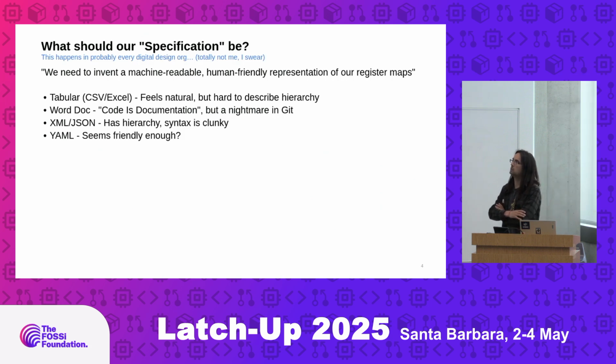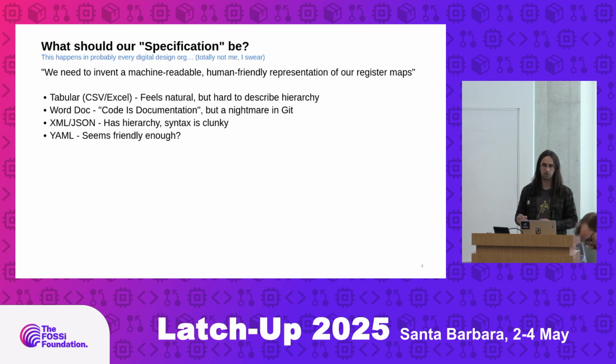It can be tabular. We could have a CSV or Excel sheet. That's pretty natural, it makes sense. It's a little hard to describe hierarchy. What I mean by that is nesting subsystems, or a classic example like a DMA controller that might have multiple channels, where you need a repeating structure. That's hierarchical, not just registers and fields, but also sub-concepts. Word doc, that's a clever idea. Okay, we can have our code be our documentation, and then we don't have to write documentation, right? But good luck with Git.